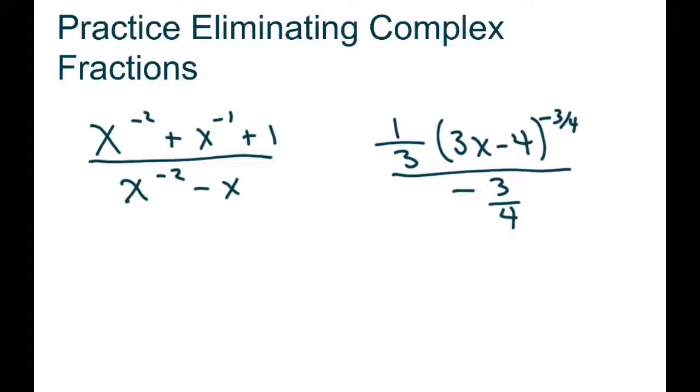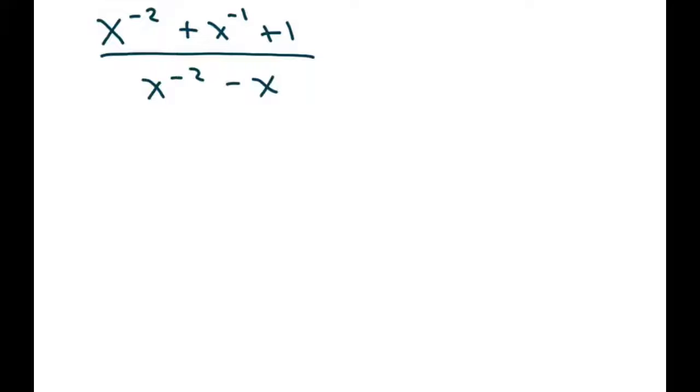Everyone, we're going to practice eliminating complex fractions, and these are the two problems we're going to do right here. So we'll get started with the first one. The first thing I want to do is get rid of these negative exponents. So that's going to be 1 divided by x squared plus 1 divided by x plus 1. And you can write 1 in the fraction form if you want.